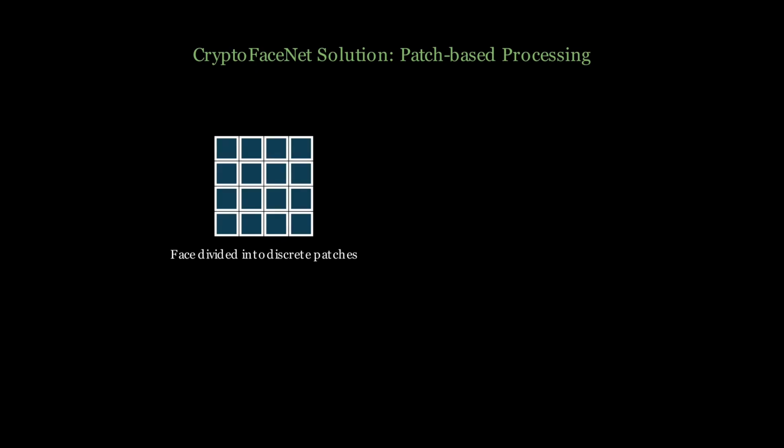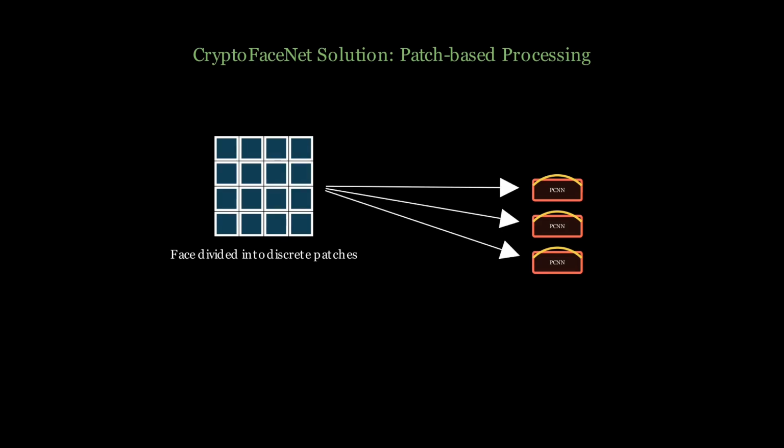With the facial data fragmented into patches, we can now leverage the computational supremacy of the CKKS scheme, the single instruction, multiple data, or SIMD property. Watch as the patches are distributed across the system. Instead of processing the entire face through a deep sequential pipeline, each encrypted patch is routed into a highly specialized, incredibly shallow neural network known as a patch CNN, or PCNN. Because these PCNNs are intentionally shallow, consisting of only the absolute minimum number of convolutional layers necessary to extract local features, they require an extremely low multiplicative depth.